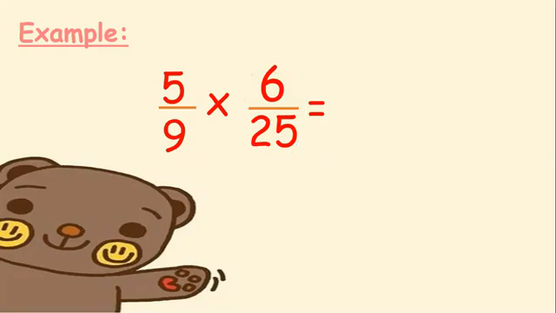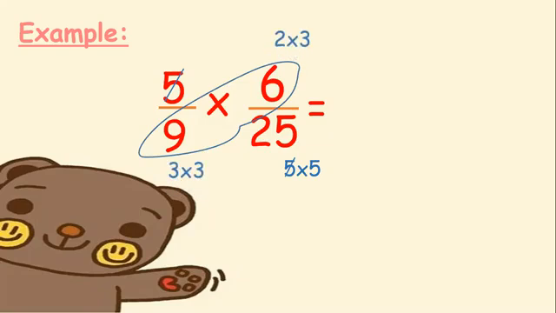Then we see if we can simplify the numerator of the first fraction with the denominator of the second fraction. We have 5 and 25, so we can simplify by 5 because 25 is equal to 5 times 5. Now we see if we can simplify the numerator of the second fraction with the denominator of the first fraction. We have 6 and 9, so we can simplify by 3. 6 is equal to 2 times 3 and 9 is equal to 3 times 3, so we simplify by 3.